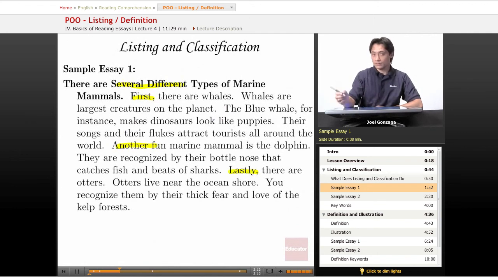So, just by looking at those keywords, I have found the first major supporting detail, the second major supporting detail, and the third major supporting detail. First, another, and lastly. All organized in a simple listing format.